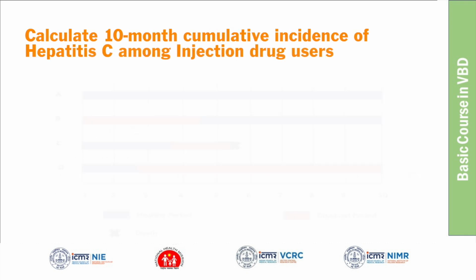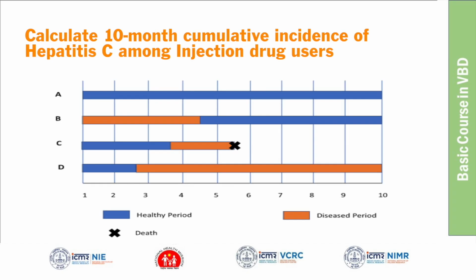Given that background, can you calculate the 10-month cumulative incidence of hepatitis C among injection drug users? So I have here 4 individuals who are all injection drug users, A, B, C, and D.